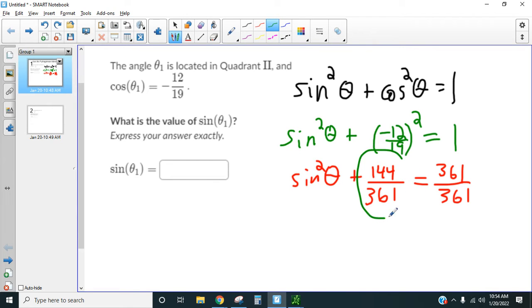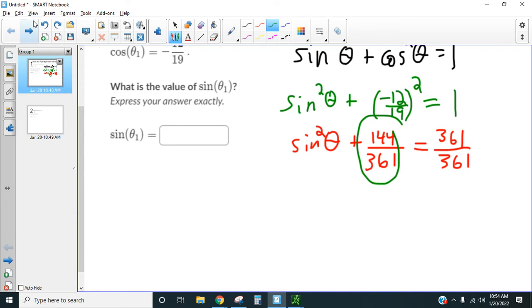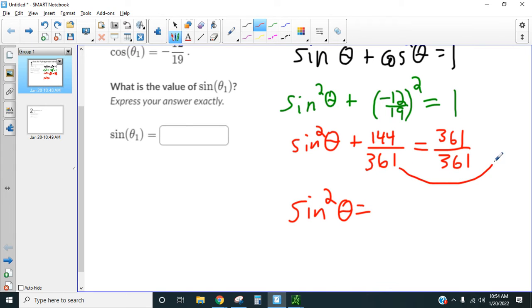I'm going to move this whole fraction over to the right-hand side. When I do that, I need a common denominator. Right, people? Okay, so let's keep going. So now it's going to say sine squared equals this subtracted. Now, when you subtract them, the denominators stay the same. You just subtract the numerators. So 361 minus 144. 217. All right, I believe you.